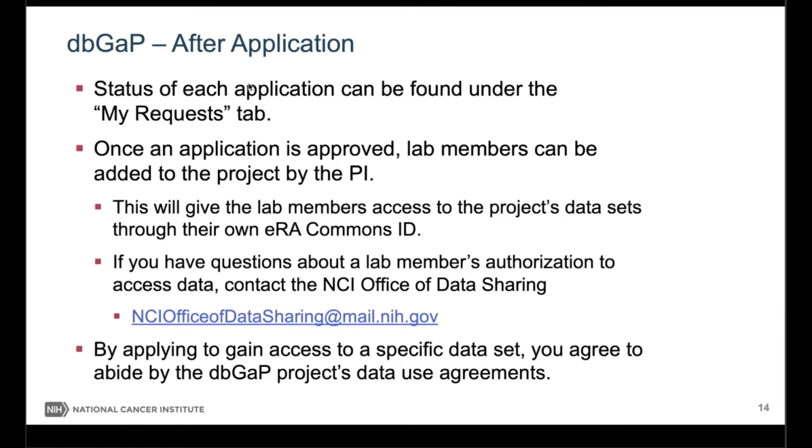So one thing that I've seen before is usually postdocs, grad students, I think those are usually pretty okay, but sometimes there's a lab member who doesn't quite have a usual relationship, like a visiting scholar or something. And sometimes we get questions about that, and GDC can't really answer those. So if you have any questions, I recommend contacting the NCI Office of Data Sharing, and their email is right down here. And I do want to add, by applying to gain access to a specific data set, you agree to abide by the DBGAP project's data use agreements. So they will all have those, and you'll be able to review them as you go through the application process.